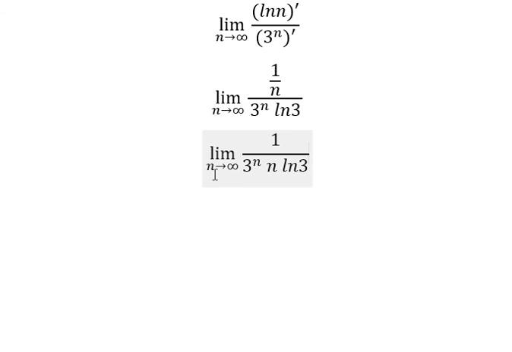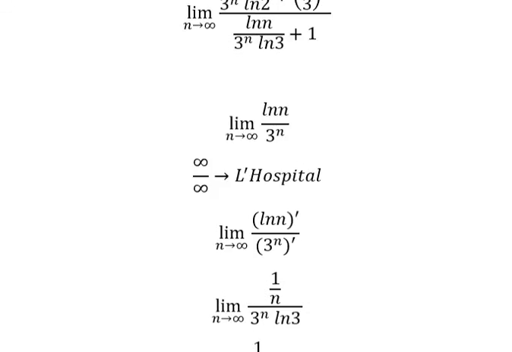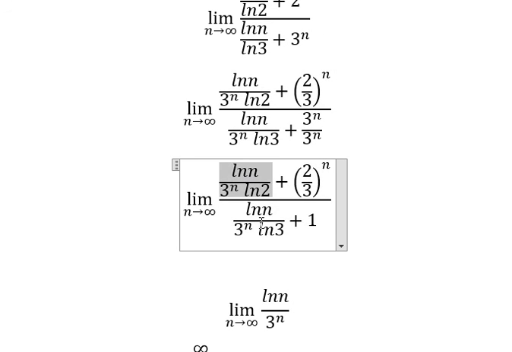Now, when n approaches to positive infinity, this one will go to positive infinity. This one will go to positive infinity. Number 1 divided by positive infinity, we have 0. That means this one and this one equals to number 0.